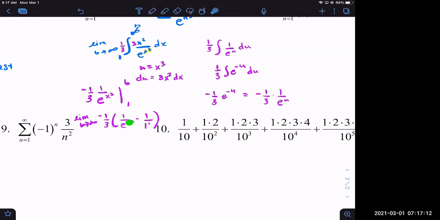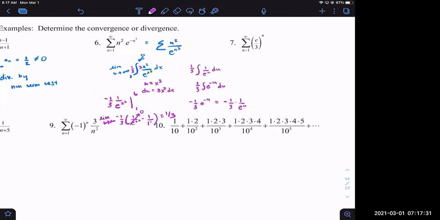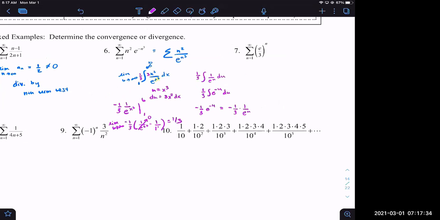I'm going to focus on the piece that has the b. If b goes to infinity, I have e to infinity, which would be a big number. What's 1 divided by a giant number? 0. So this piece here approaches 0. So really, it's just negative 1/3 times a negative 1, so we get 1/3. That means the integral converges, so this series converges by integral test.